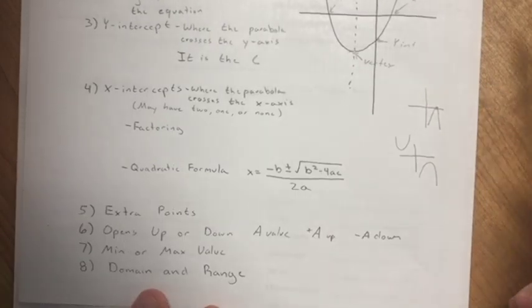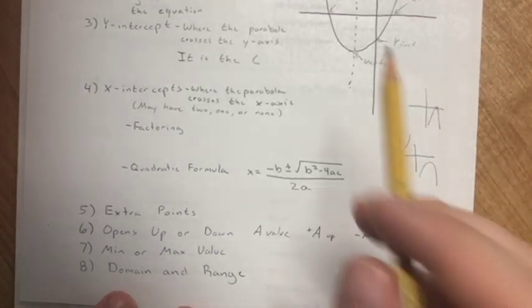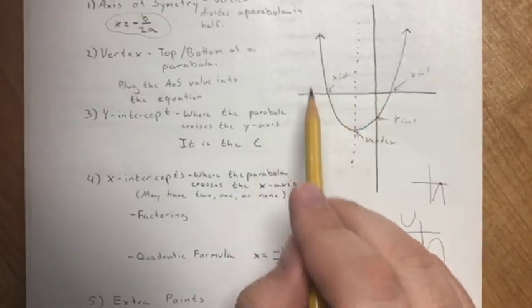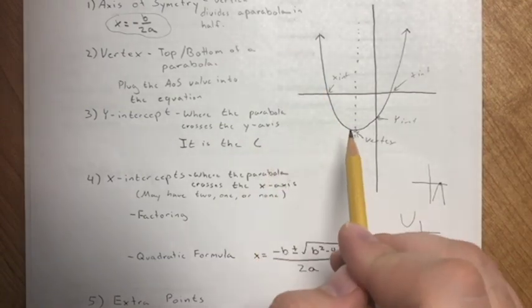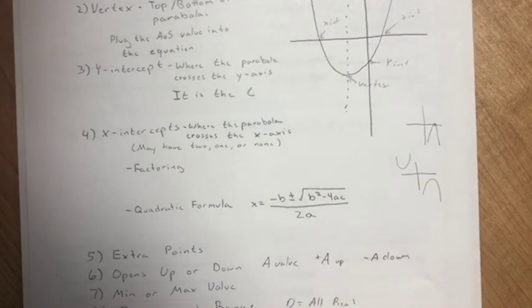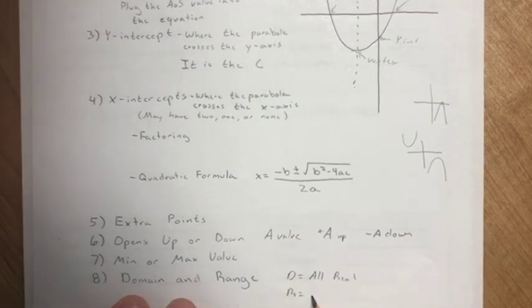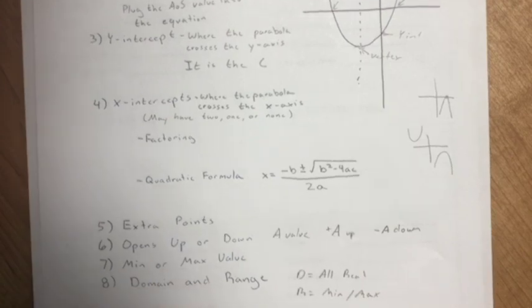Lastly happens to be the domain and range. Remember and recall that domain happens to be your x values. So domain is really simple on a parabola. It is constantly going to the left and constantly going to the right. So the domain will always be all real, okay? While the range is a little bit more difficult, it's going to be based upon either your minimum or your maximum. And I'll show you what I mean by that in just a second.